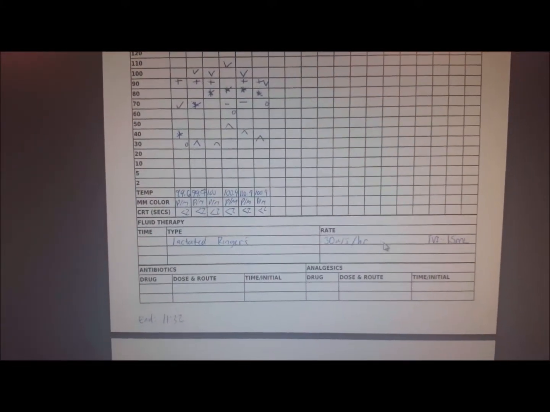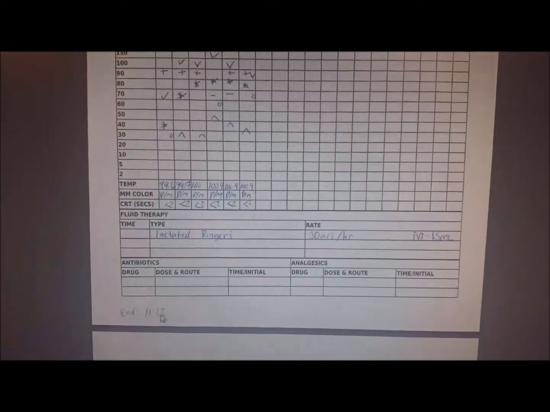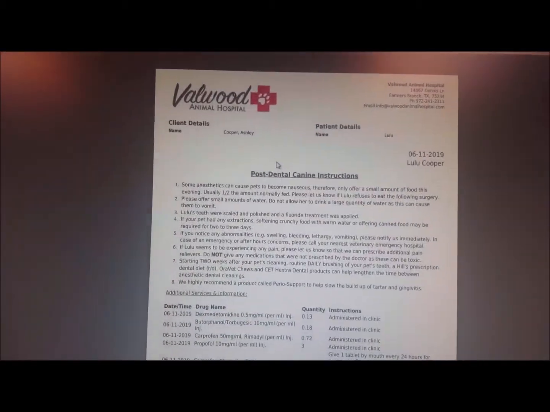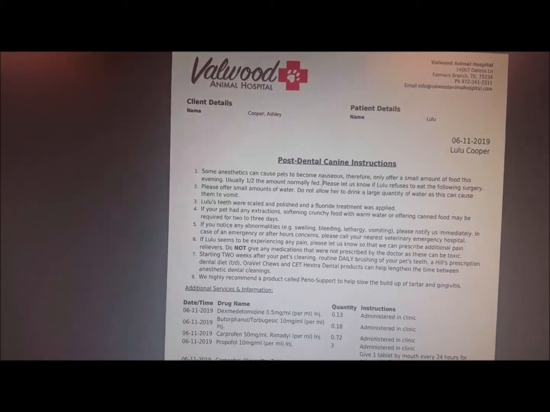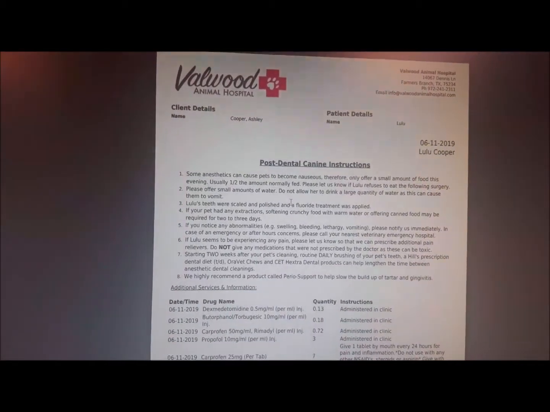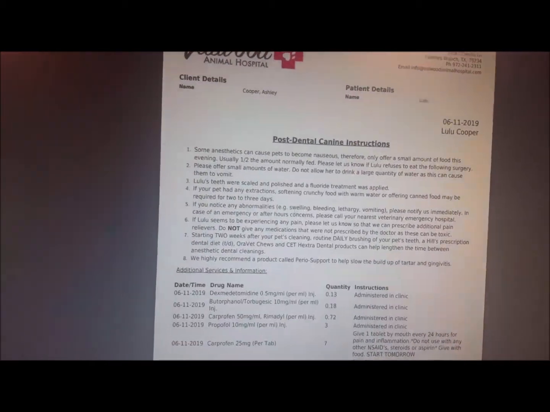Here we have the amount of fluids that she received when her procedure ended, and we also have records of where she was kept, and here we can see her heart rate throughout the procedure. We did use dexmedetomidine, so at the beginning her heart rate was a little slow, but then she stabilized. So here we have our post-dental care for Lulu after her dental.